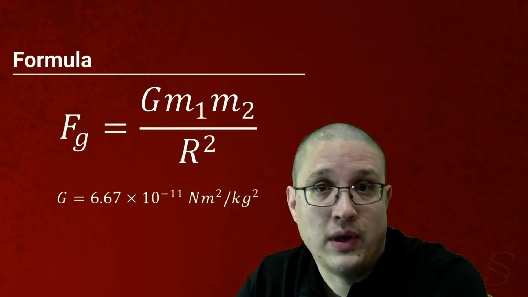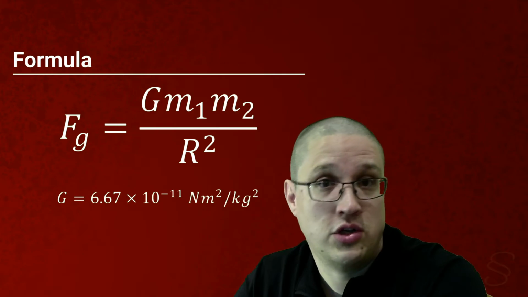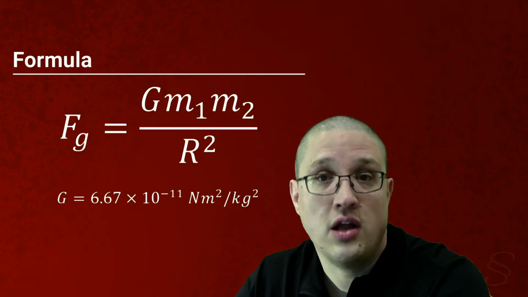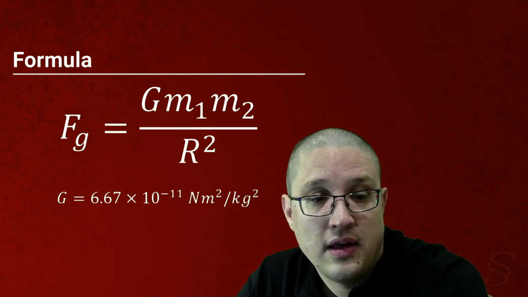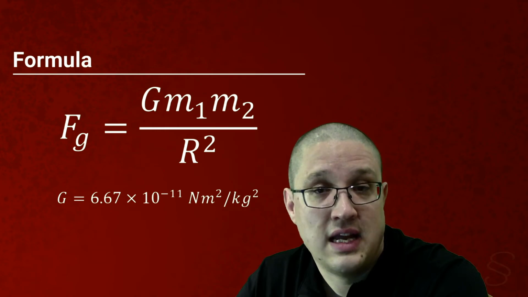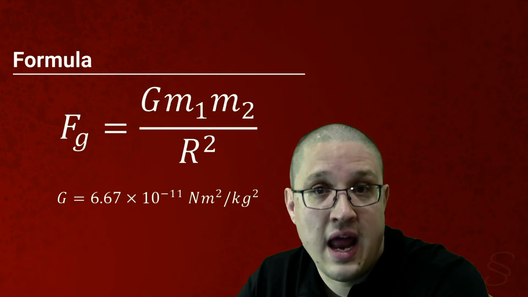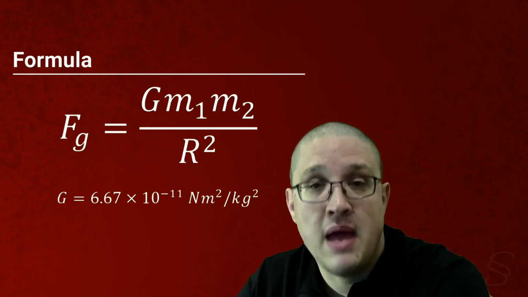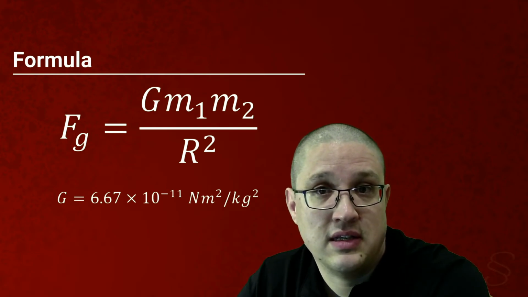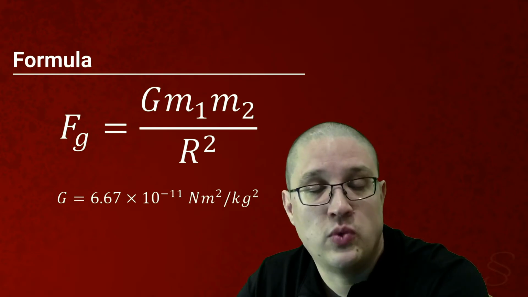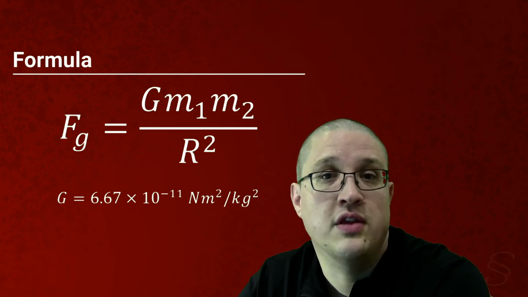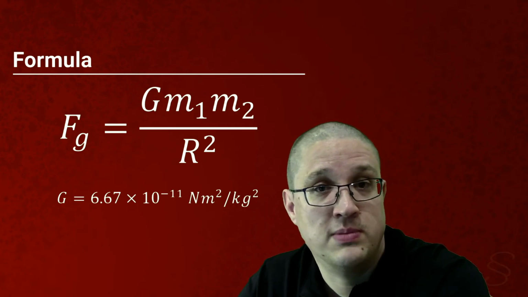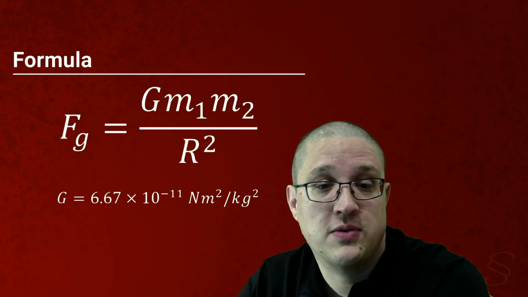You remember when we looked at forces between two charged objects, the constant in there, k, is 8.99 times 10 to the 9th. That's a huge difference: 10 to the 9th versus 10 to the negative 11th. An immense difference between these two. So gravity is far, far weaker than the force of electromagnetism, the force between charged objects.